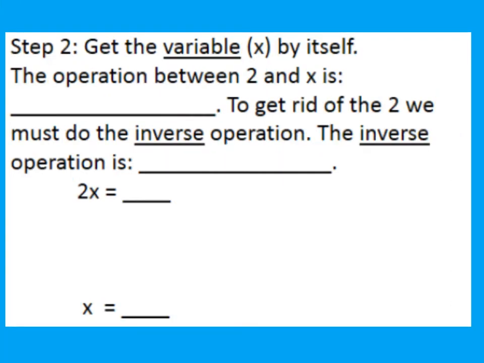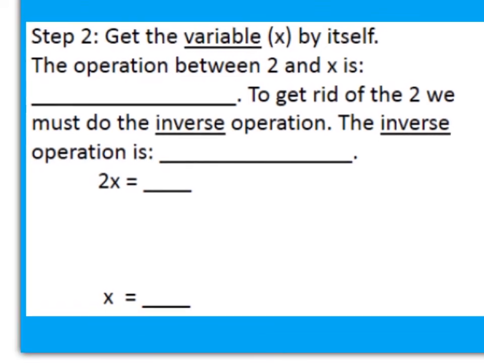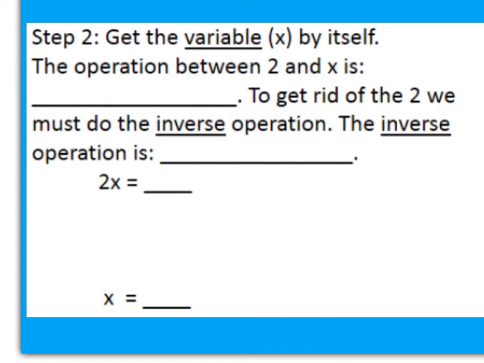Now let's look at step 2. Step 2 says to get the variable x by itself, the operation between 2 and x is multiplication. So we must do the inverse operation. The inverse operation is division.